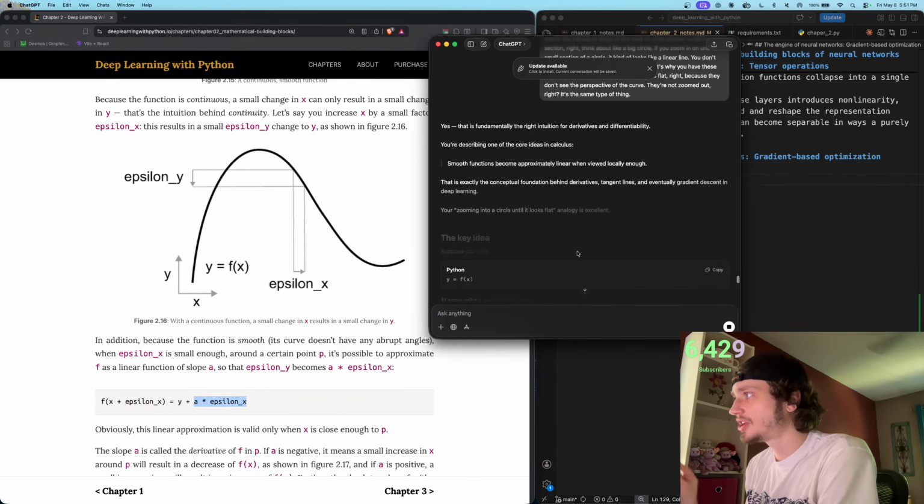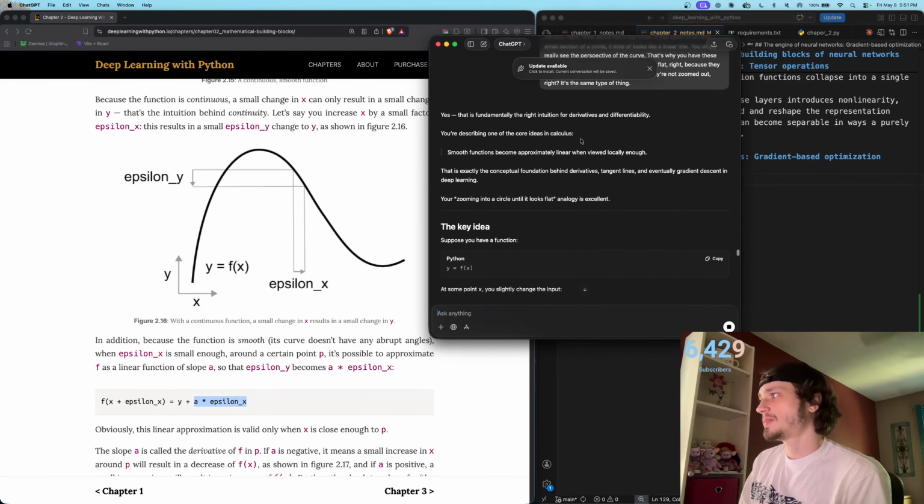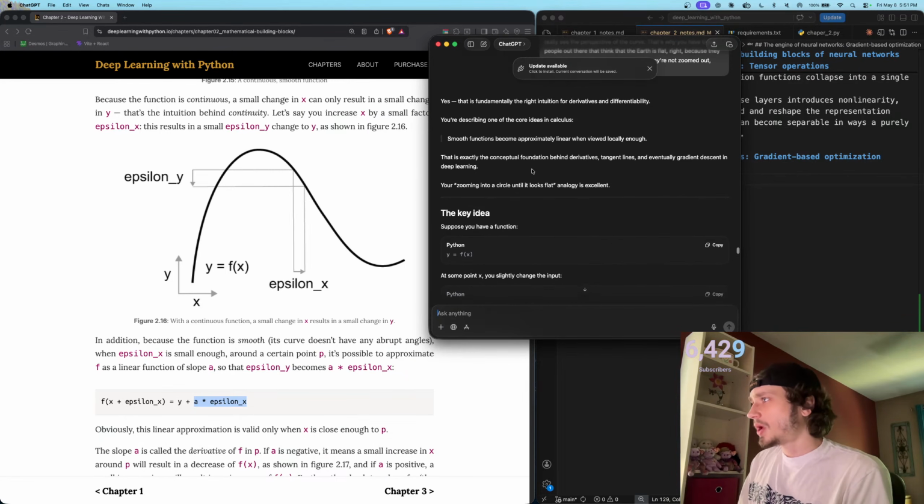Yes, that's the fundamental right intuition for derivatives and differentiability. Describing one of the core ideas in calculus, smooth functions become approximately linear when you view them locally enough. That is exactly the conceptual foundation behind derivatives, tangent lines, and eventually gradient descent in deep learning. Your analogy of zooming into a circle until it looks flat is excellent.